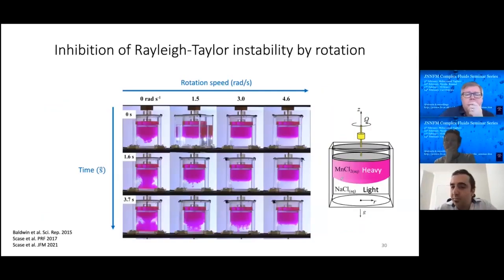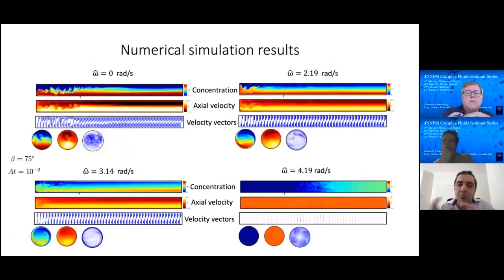Another application of the Taylor-Proudman theorem is in the inhibition of Rayleigh-Taylor instability, which has been considered in some recent works. A heavy fluid on top of a light fluid in a cylinder, in the absence of rotation, shows Rayleigh-Taylor instability, but by increasing the rotation, we observe that these instabilities are reduced. They never die, but they are very much reduced. So let's move back to our own numerical results.